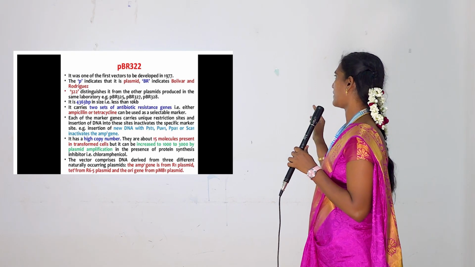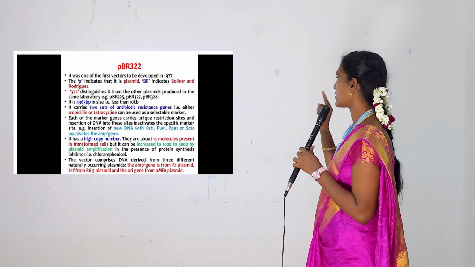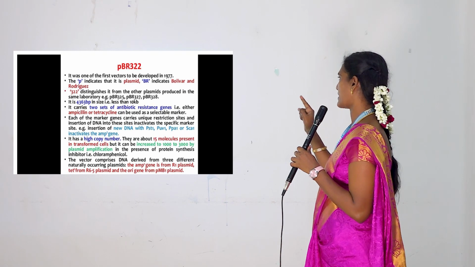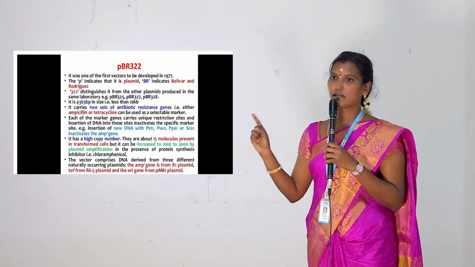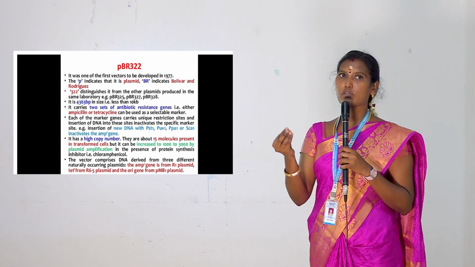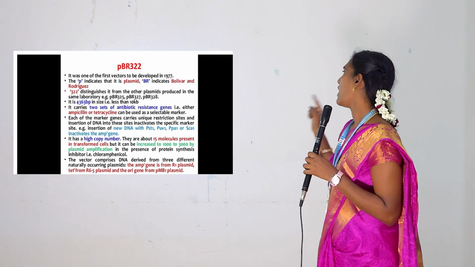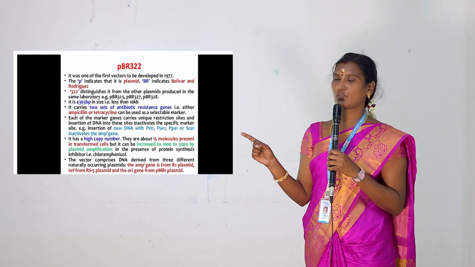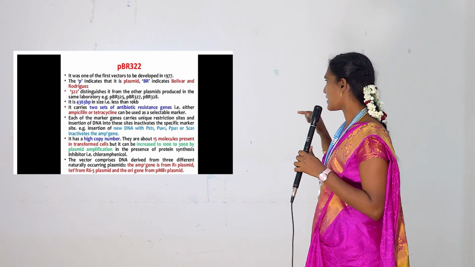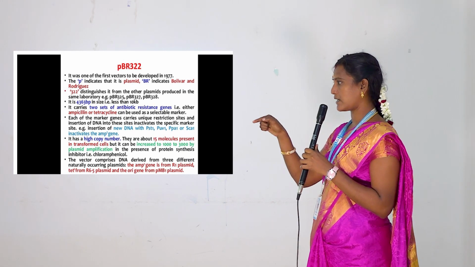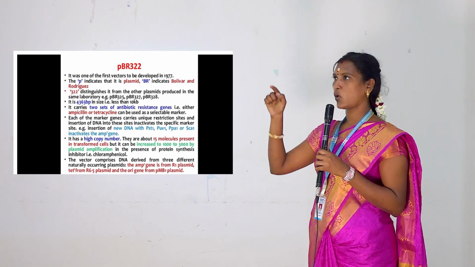Size of pBR322 is 4363 base pairs. It carries two antibiotic resistance markers which are used for selection purpose. One is ampicillin resistance, another one is tetracycline resistance. In those selectable markers, there are multiple cloning sites.